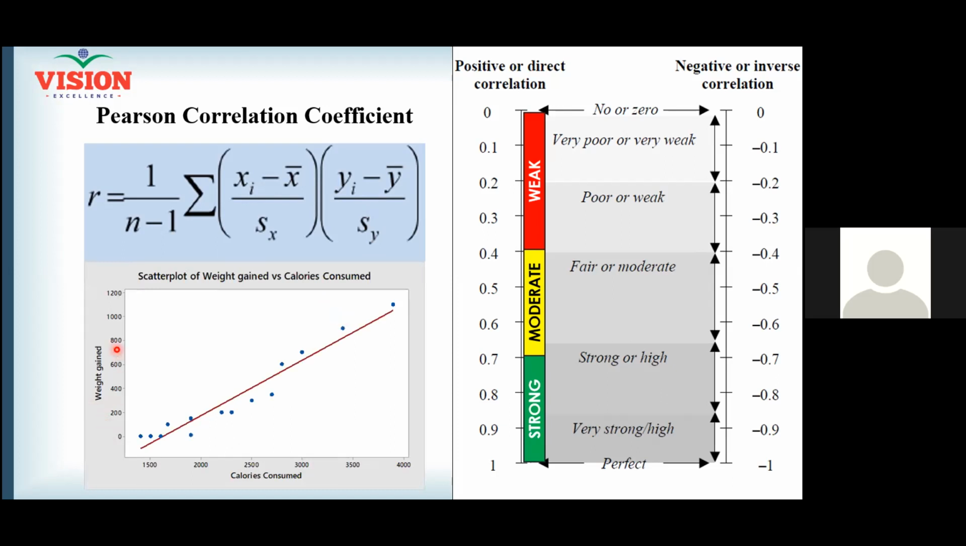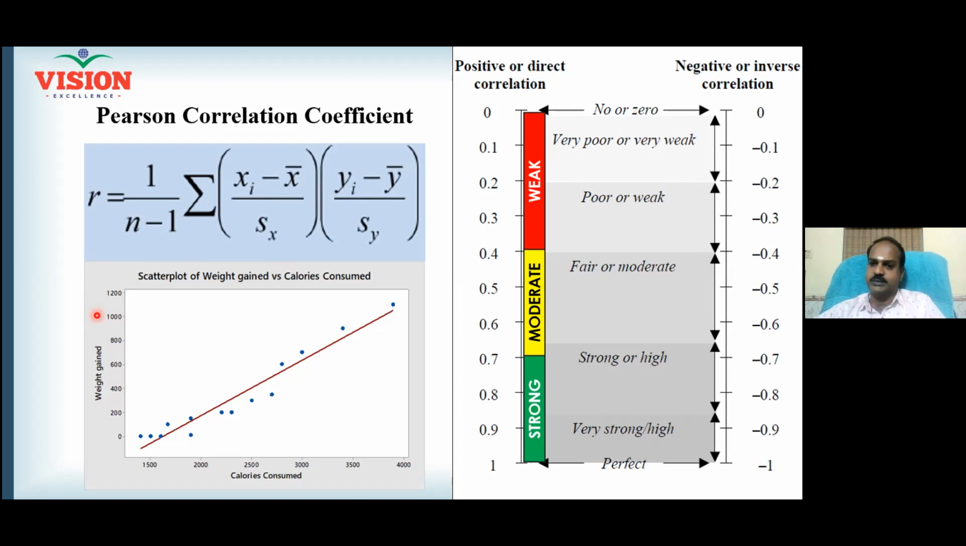And now, what is this graph? Can somebody tell me what this graph is now? Scatter. Very good. This is called a scatter diagram. It has the x-axis, it has the y-axis, and the x-axis is calories you consume, and the y-axis is the weight you are gaining. So calorie consumption is a continuous variable. Weight gain is also a continuous variable.